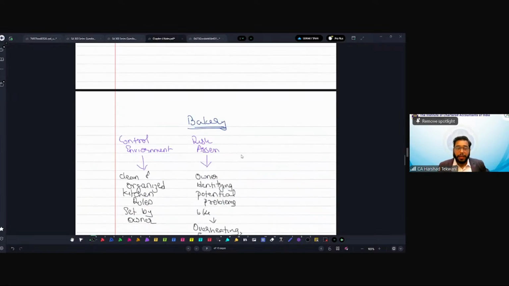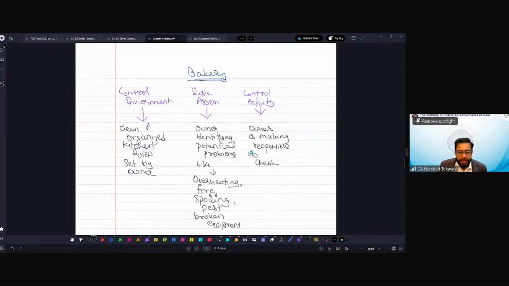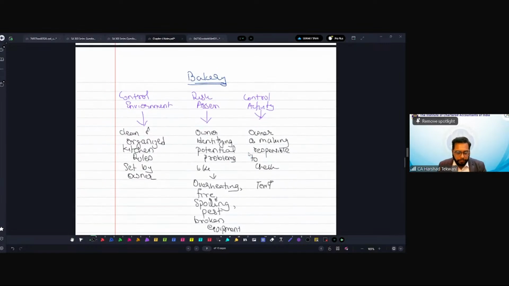Then comes the control activity, wherein the owner is making people responsible to check temperatures for overheating. Okay, so he's asking, okay, check the temperature, there should not be overheating.